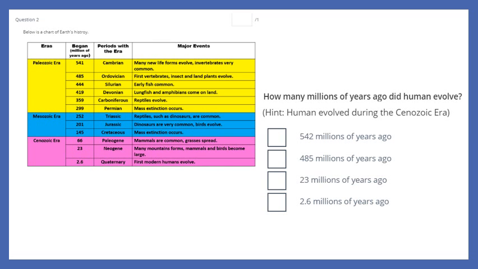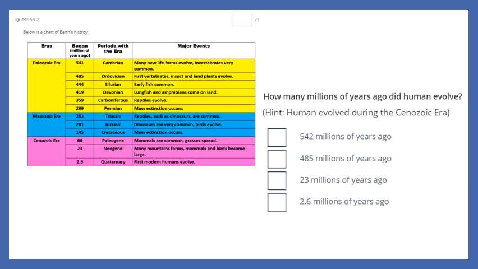Question 2. Below is a chart of Earth's history. How many millions of years ago did humans evolve? Hint, humans evolved during the Cenozoic era. A, 542 millions of years ago. B, 485 millions years ago. C, 23 millions of years ago. Or D, 2.6 millions of years ago.